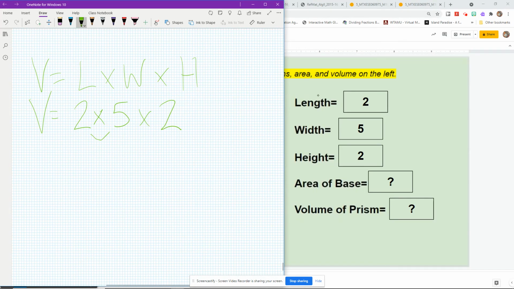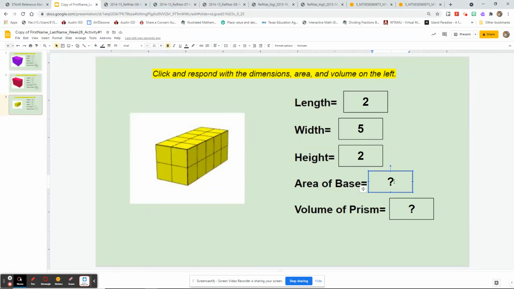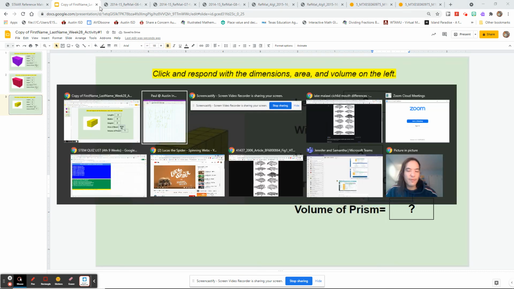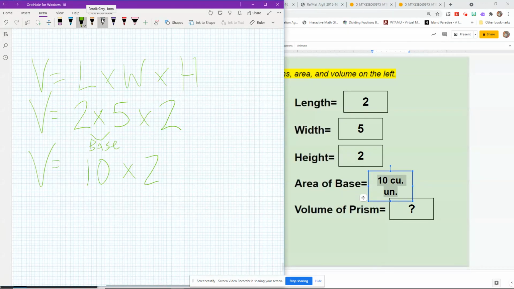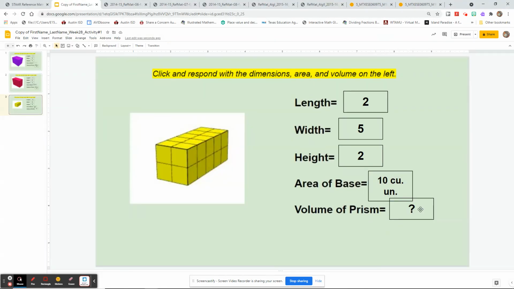All right, and then multiplying your length times your width together will give you your base. So my base is 2 times 5. My base is 10 cubic units. All right. So if I'm putting the area of my base, it was 10 cubic units because it is 2 times 5. My length of 2 times my width of 5. There we go. Okay, and then finally, let's go ahead and multiply our base times the height. Volume equals, what's 10 times 2? 20. 20 cubic units. All right, so our total was 20 cubic units.